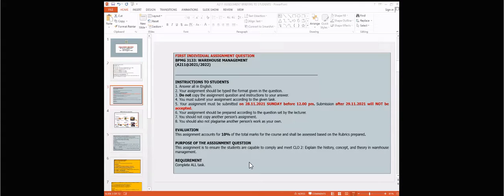Okay, the next one. Okay, these are the instruction. You are required to find a warehouse company or a company which has its own warehouse and answer the following. Alright? So, dalam case ni, you boleh guna company yang assignment number one tadi ataupun you nak guna company lain dalam assignment yang kedua ni lah. Alright.